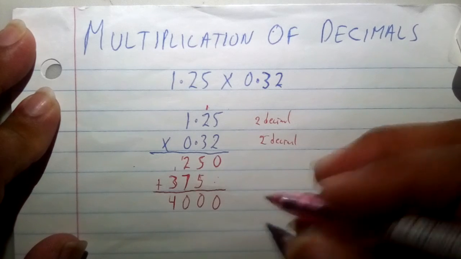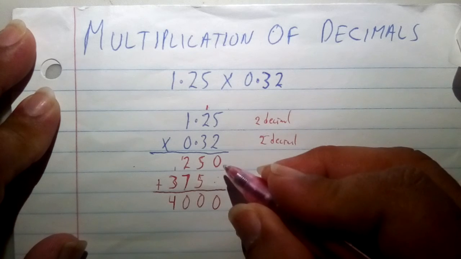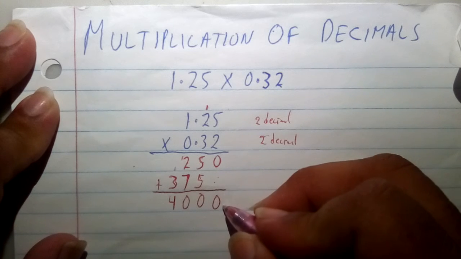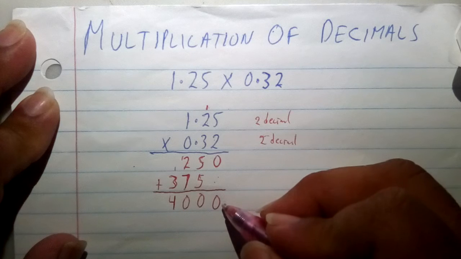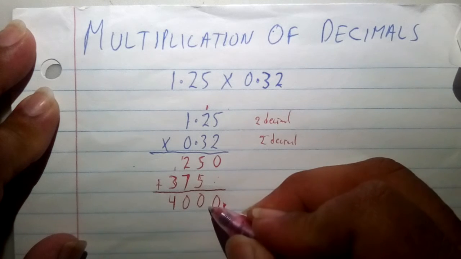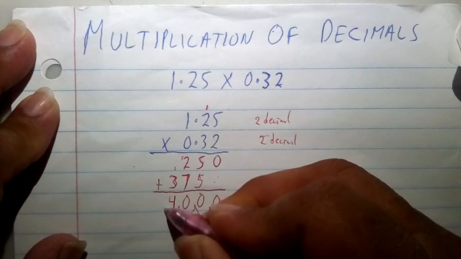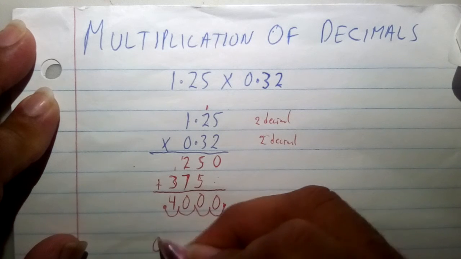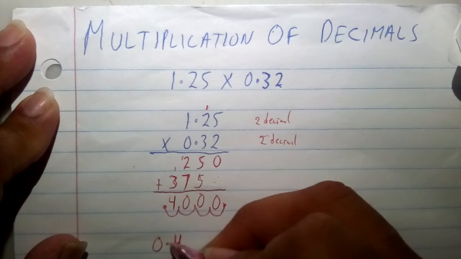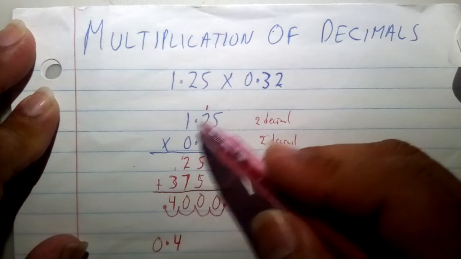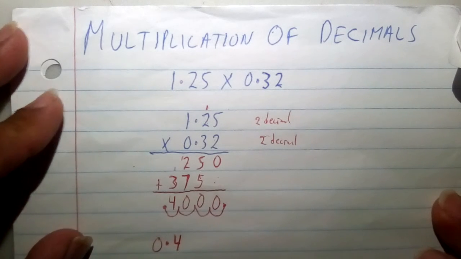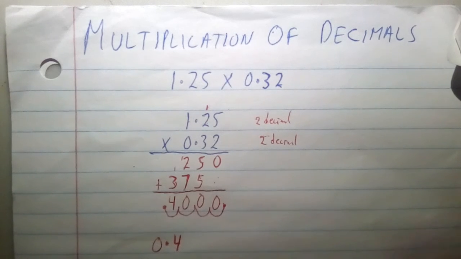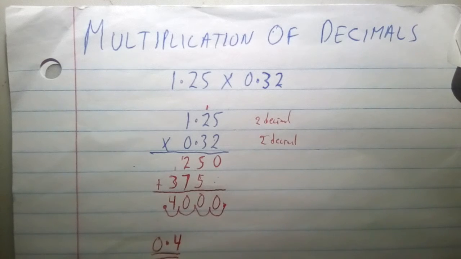So what you do now is come here at the end. Notice this last digit here. You put your decimal here and move 4 places to the left. 1, 2, 3, 4. Therefore your solution is 0.4 as your solution to 1.25 times 0.32. So this is your solution. Okay, let's try another one.